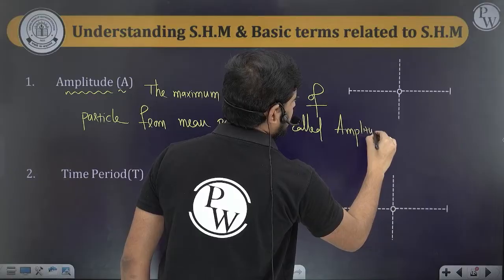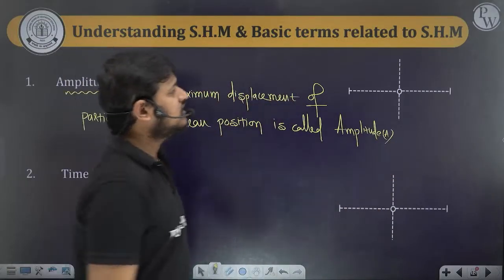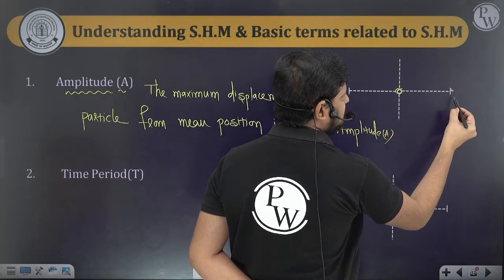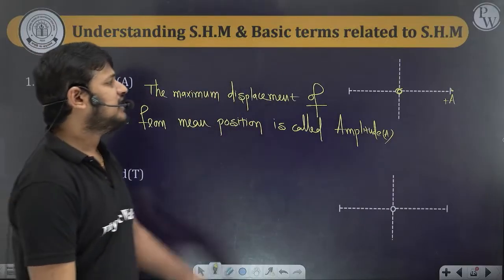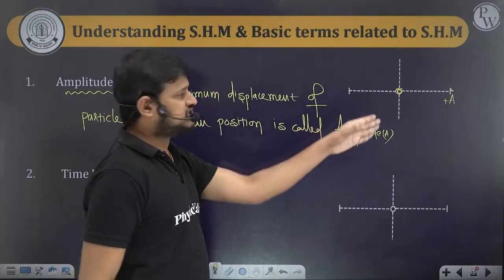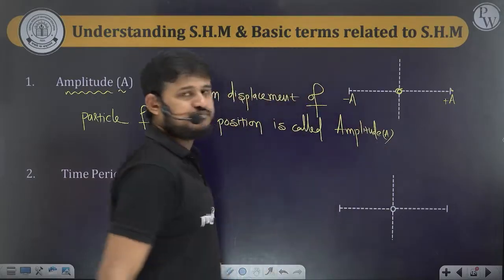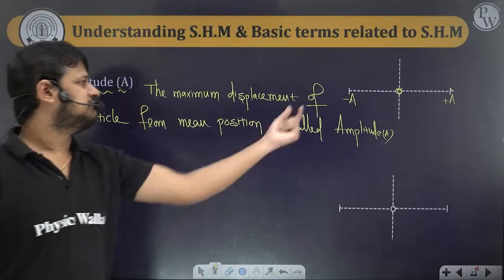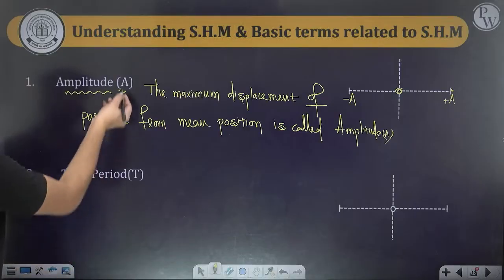Chalo, good. Amplitude A. Let's say the particle has started from mean position and it moved to the right extreme. So here plus A is the amplitude, right extreme. And if the particle started from the mean position and moved towards the left, the left extreme position is called minus A. The maximum amplitude, here it is minus A, here it is plus A. That's it. It is denoted with A.